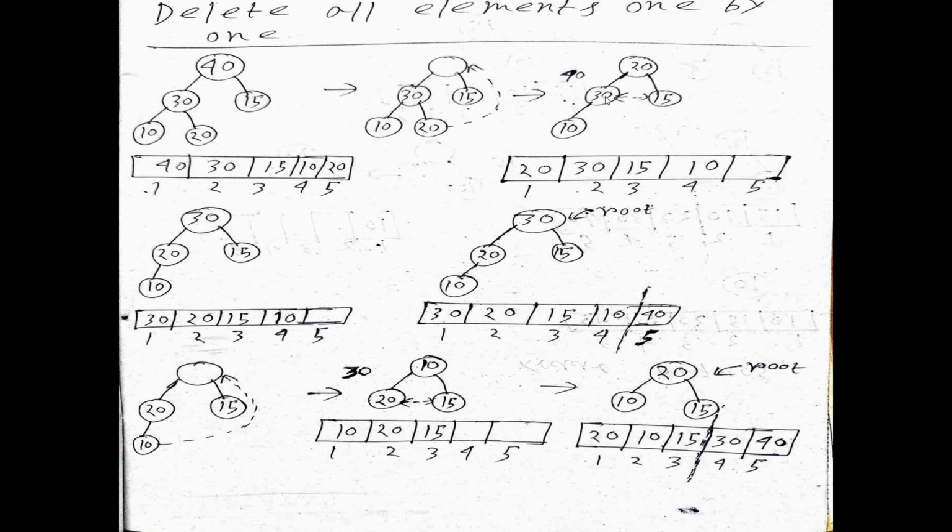Okay. What is the process? The rule says to compare with the children of the root. Now we are comparing. Check which is greater, 30 or 15. 30 is greater. Swap the root with that child. So we are swapping the 30 and 20, that means the greater value goes to the root. So after swapping, 30 goes here, 20 goes there.